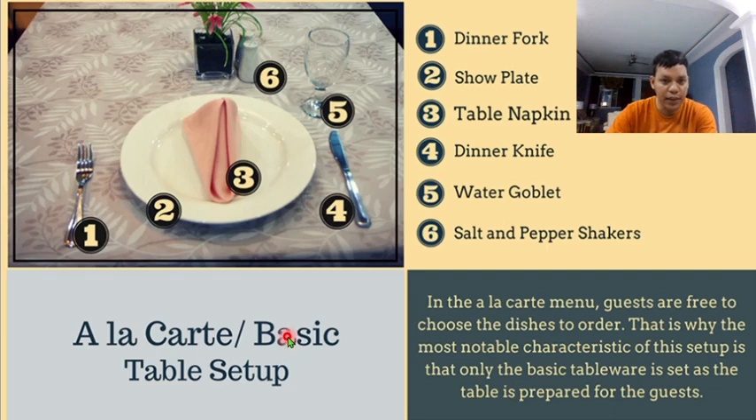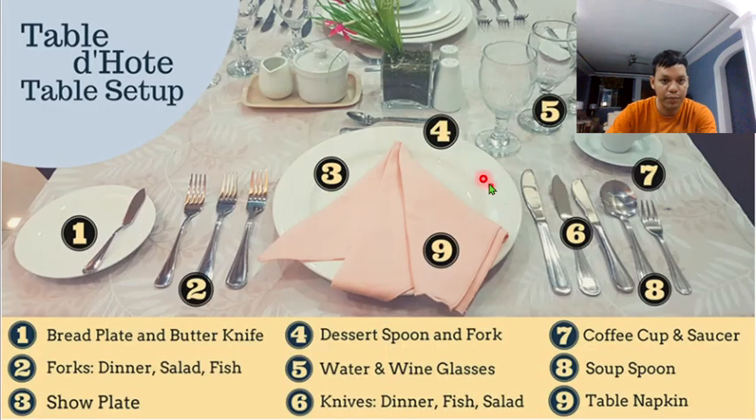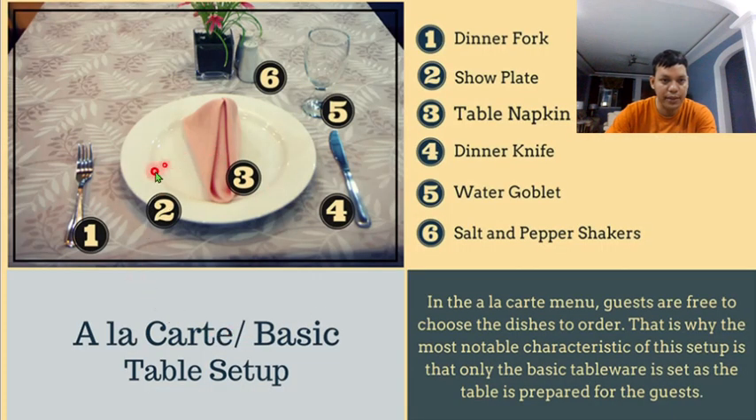In the a la carte menu, guests are free to choose the dishes to order. That is why the most notable characteristic of this setup is that only the basic tableware is set as the table is prepared for the guest. As you can observe here, this is only a basic setup, not like in this part, which is more complicated. This is called a la carte because the guest is free to choose his dishes to order.